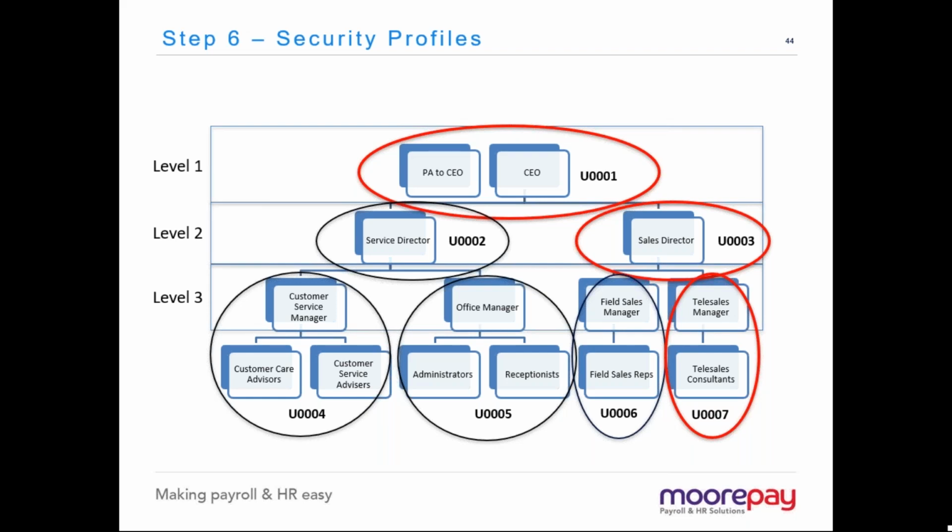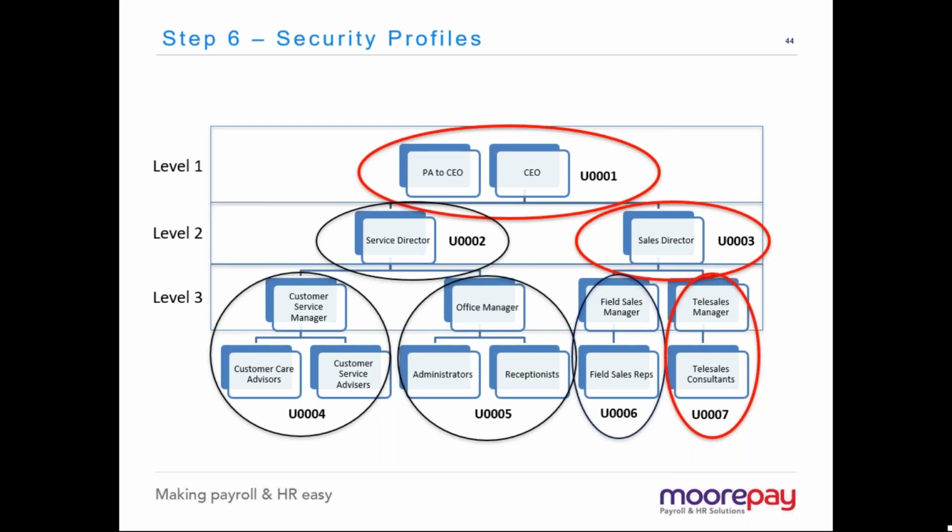So on here, as I say, the telesales manager sits under organizational unit U0007. So the profile that we will create for that will be U0007. U0007 sits in level 3, which reports into U0003, who is the sales director, which is in level 2. They then report to the U0001, the CEO, who is in level 1. So just to recap there for it.